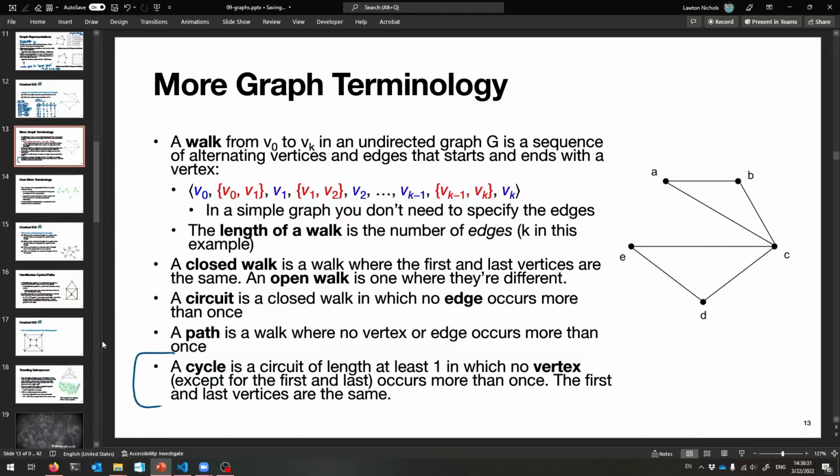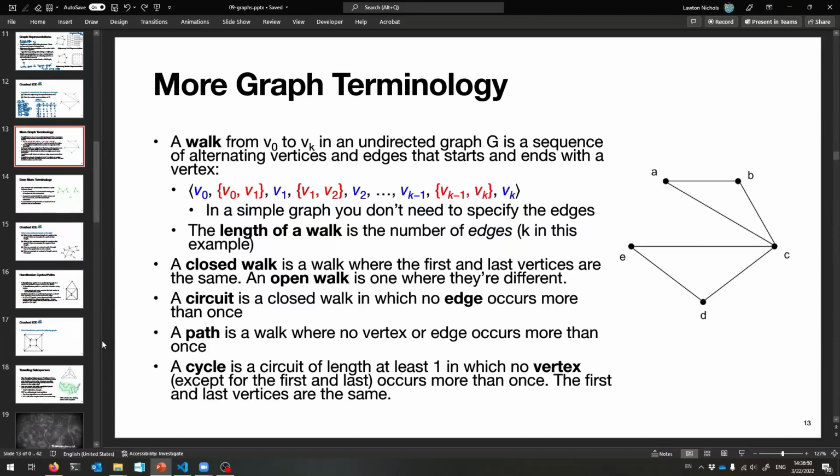A cycle is a circuit. So I'll go back to this. A circuit of length at least 1 in which no vertex, except for the first and last, because you have to duplicate those, of course, occurs more than once. So the first and last vertices are the same. So it's like a path that ends at the same spot.